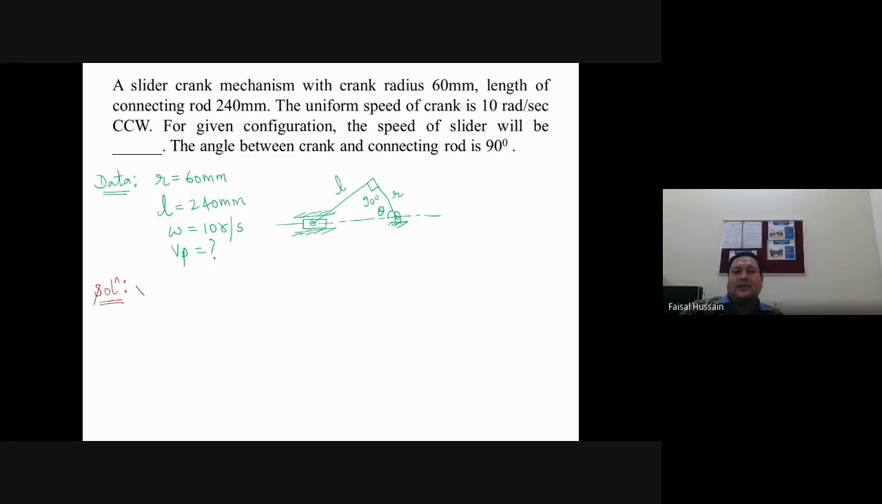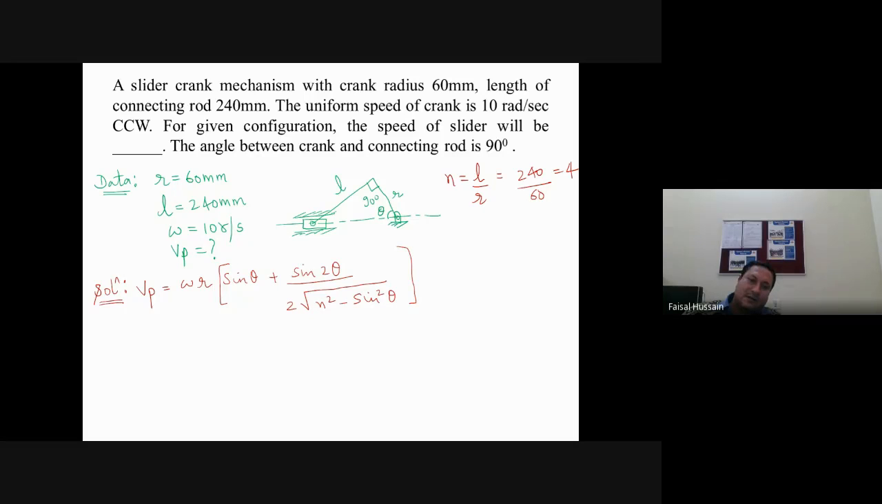Tell me, what is the equation for velocity of piston? It is omega r sin theta plus sin 2 theta upon 2 under root n square minus sin square theta. This is the expression. Here what is n? N is L by R. L is 240, R is 60, so it will be 240 by 60, that is 4.